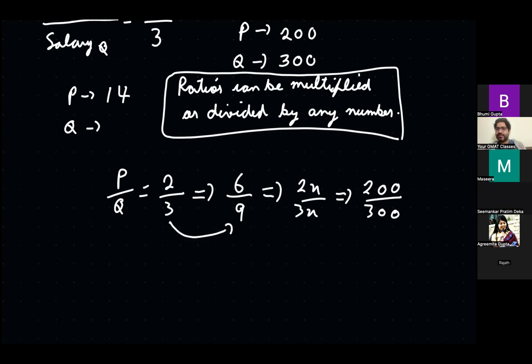And the reason for that is very simple, right? I can take 3 common in both numerator and denominator. Yes, class? Can I take 3 common in both numerator and denominator for 6 by 9? Yes. And then they'll get cancelled. So you're left with 2 by 3 again. So that's why, point number 1, ratios can be multiplied or divided by any number.